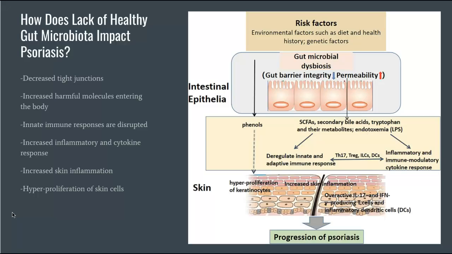cytokine responses. The T helper cells are also stimulated and travel through the bloodstream to the skin, and once they enter the skin, they produce more cytokines such as IL-17 and IFN gamma, and this will lead to increased skin inflammation, resulting in hyperproliferation of skin cells, which will ultimately leave behind those itchy psoriasis plaques.